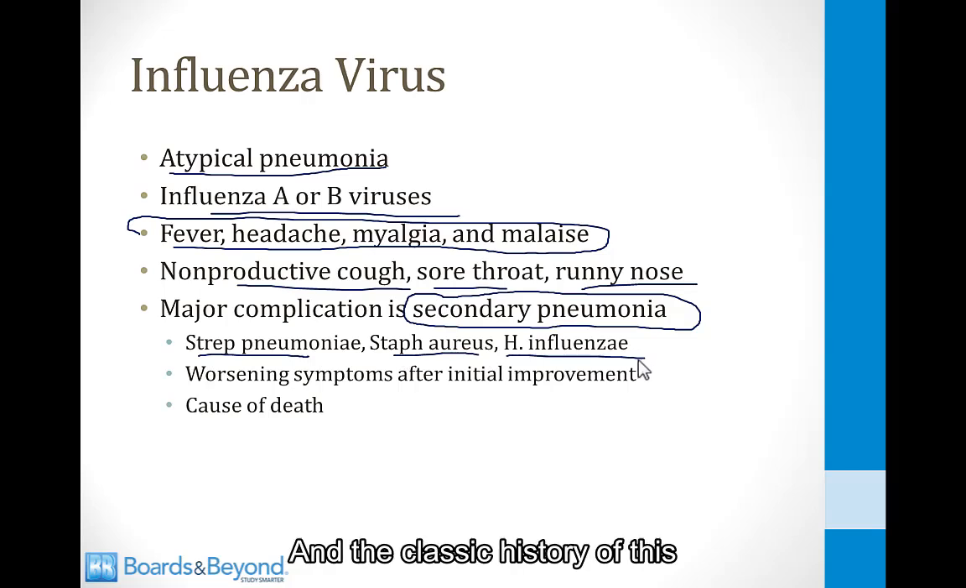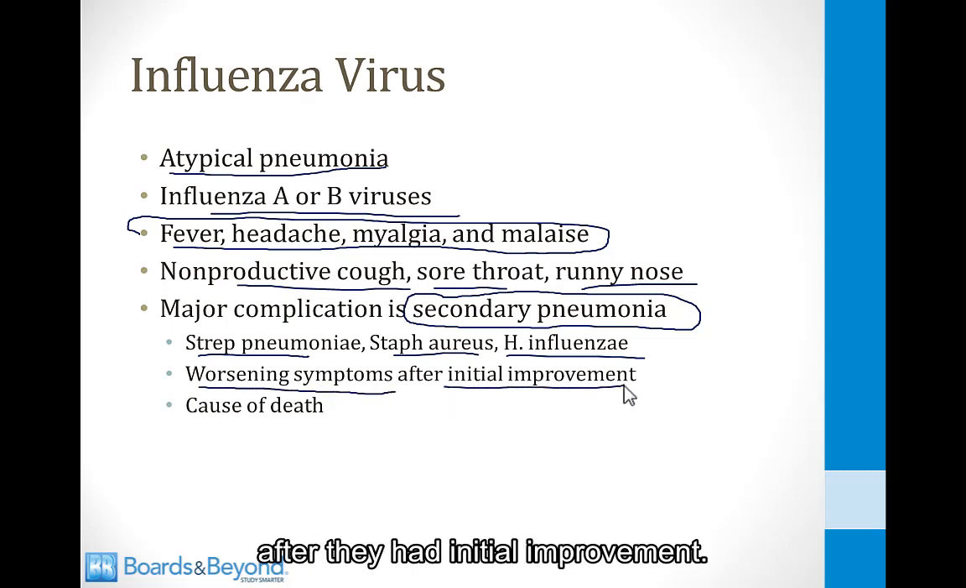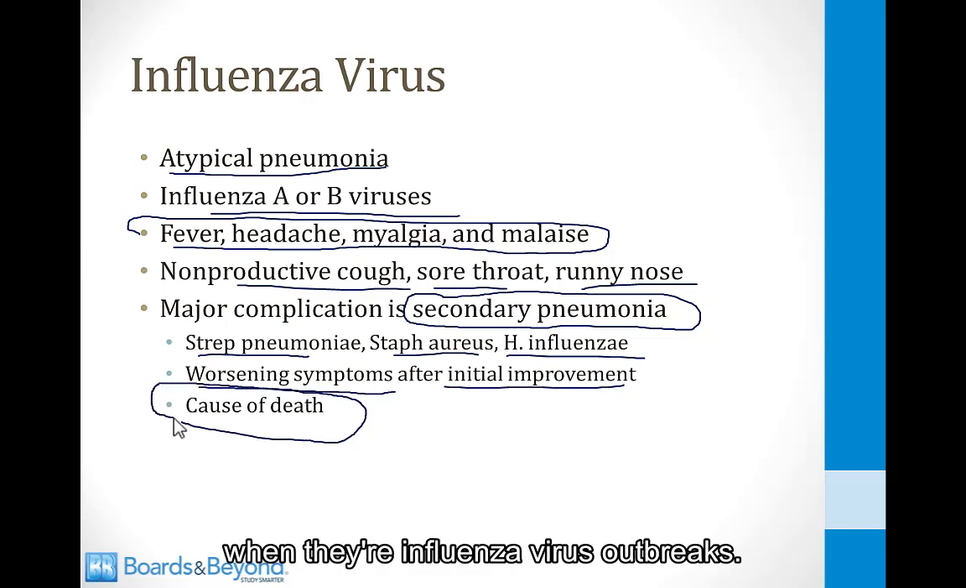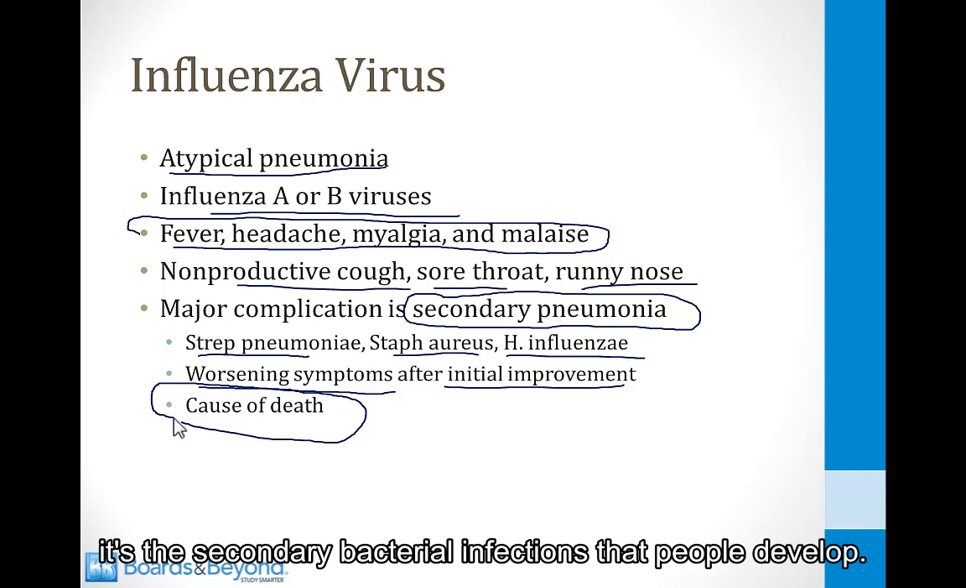Bacteria that like to do this are Strep pneumoniae and Staph aureus and H. flu. And the classic history of this is a patient who's recovering and then gets worsening symptoms after they had an initial improvement. And this is the reason that people die when there are influenza virus outbreaks. It's not the virus, it's the secondary bacterial infections that people develop.